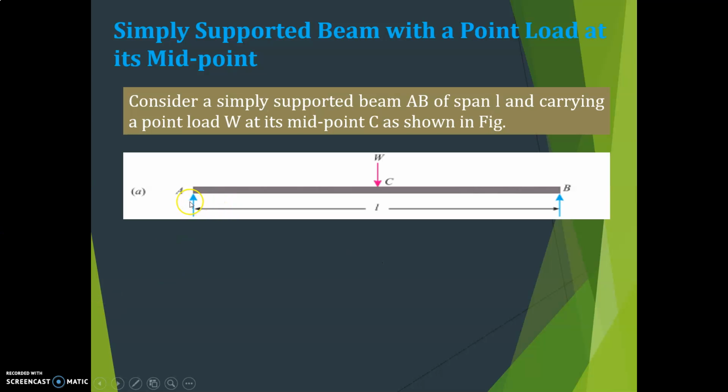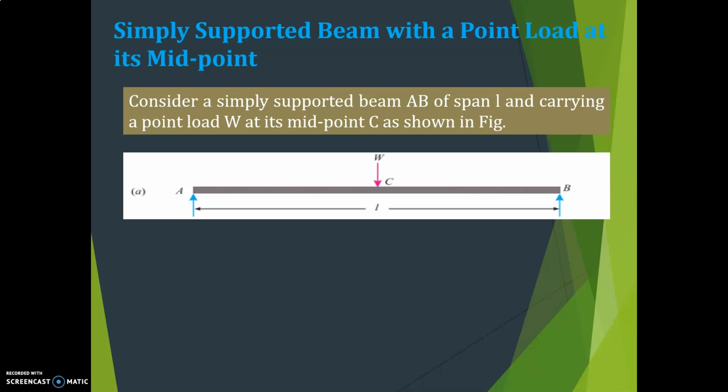Reaction developed at support A is RA, and at B is RB. So first you have to calculate RA and RB. It is very simple. Total RA plus RB is equal to W. It is at the center, so you can easily say that RA is equal to W divided by 2, and RB is also equal to W divided by 2.